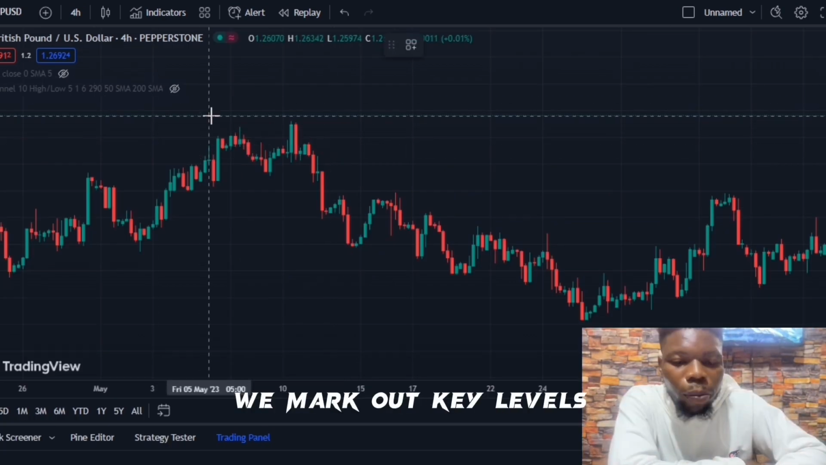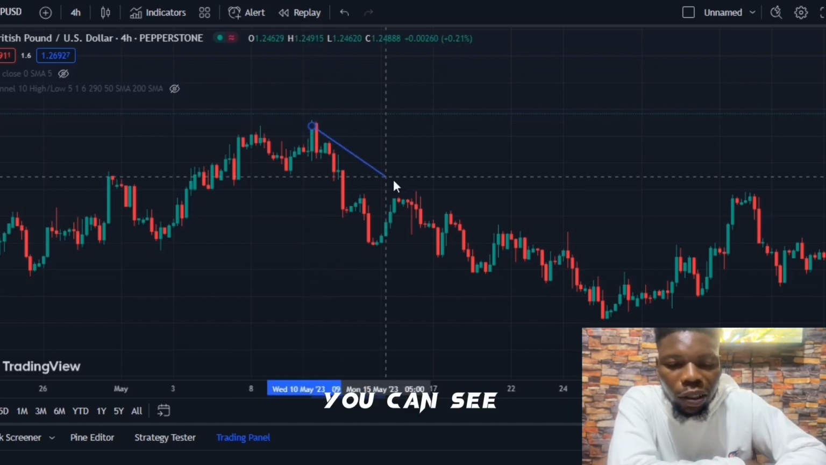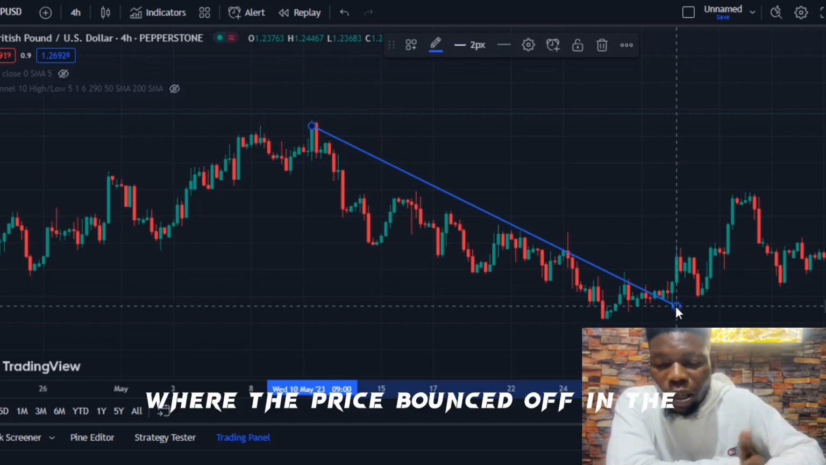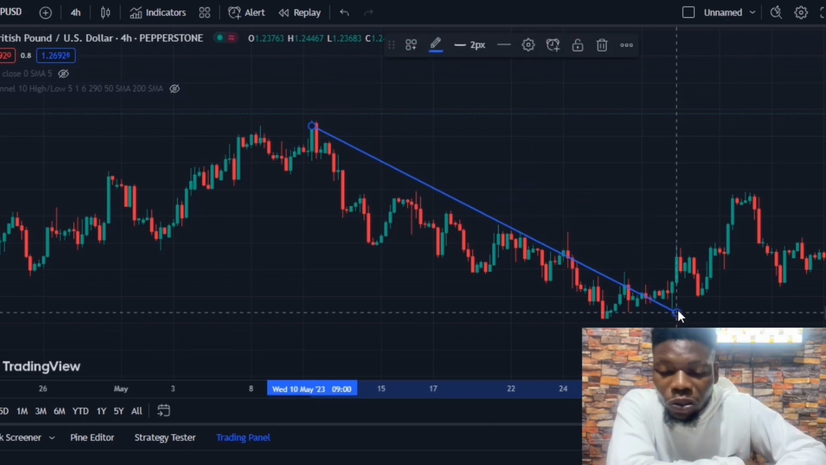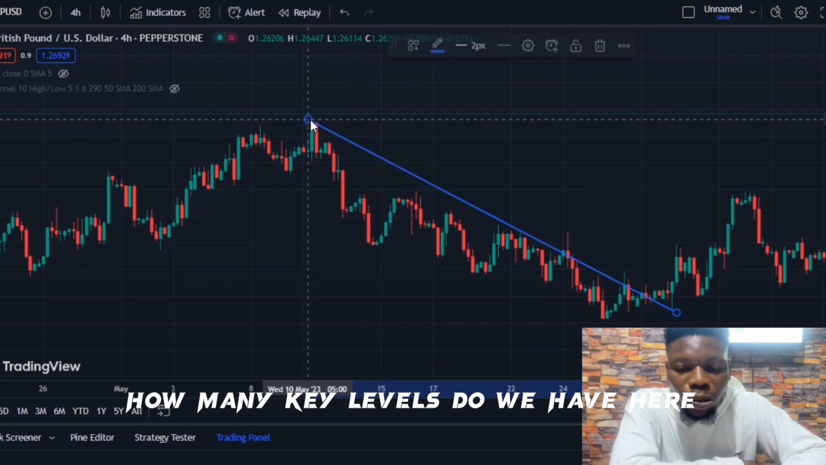First, what do we do? We mark out key levels. So these are the key levels. These are the key levels. You can see key levels is just where the price respected, where the price bounced off in the market. You understand? The price of the asset respected those zones. That's what we identify.